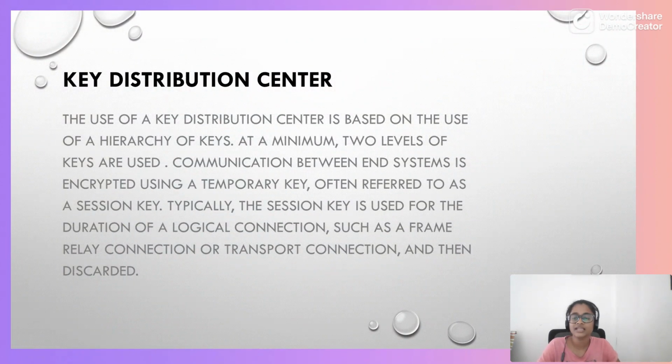So let's get to know what this key distribution center is. The use of a key distribution center is based on the use of a hierarchy of keys. At the minimum, two levels of keys are used. Communication between end systems is encrypted using a temporary key, often referred to as a session key. Typically, the session key is used for the duration of a logical connection, such as a frame relay connection or transfer connection, and then discarded.